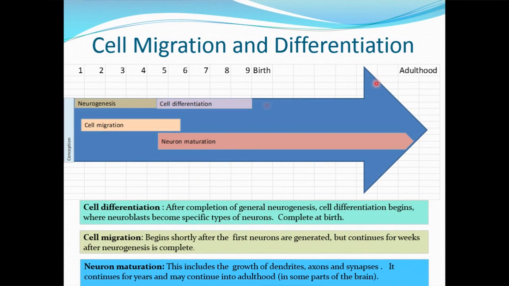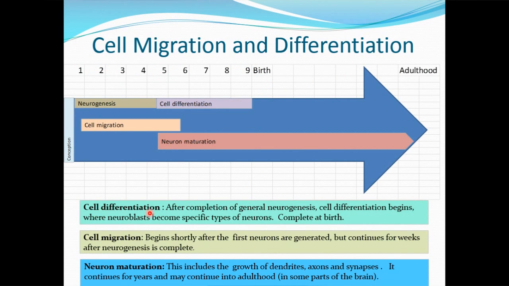Now, I put it in a diagram like this just to help you to remember it. And if you deal a lot with children and infants and so on, it might be worthwhile just printing it out and keeping it in your drawer or something. Here we have months of pregnancy, 1 to 9, and then you have birth and up into adulthood.